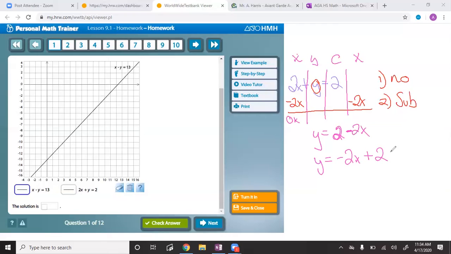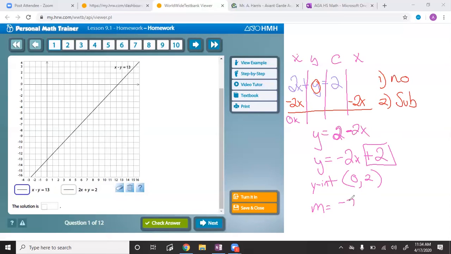Yes. All right. So now, what is my y-intercept? It would be 0, 2. 0, 2. Good, because this is my b, correct? Yes. What is my slope?